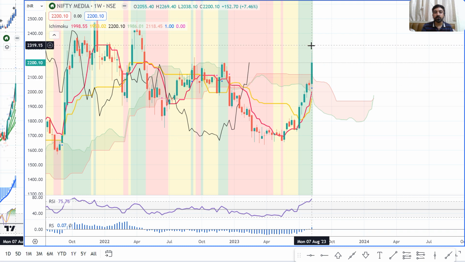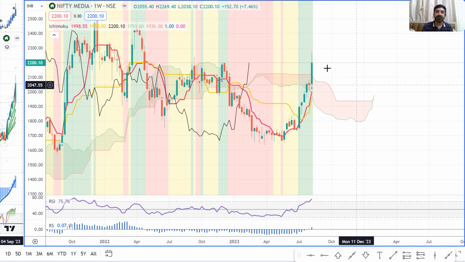Just that the candle is very long. Stop losses might be big ones. If you are buying media stocks, buy carefully, or wait for a slight consolidation and then enter. But yeah, this sector is looking good for upcoming weeks.